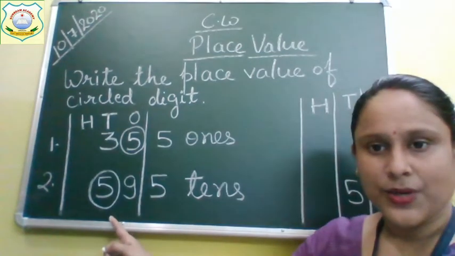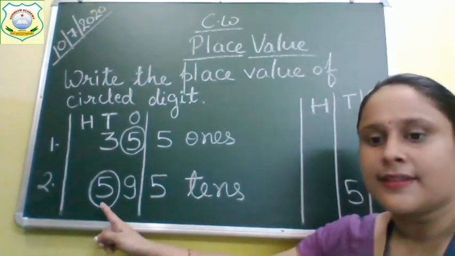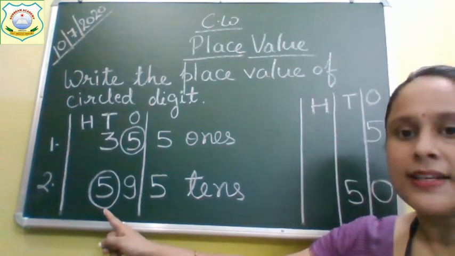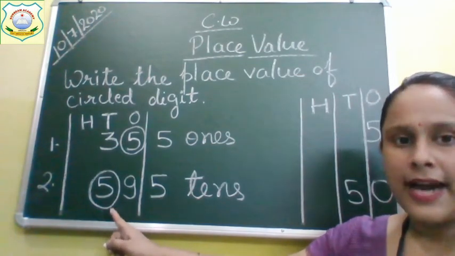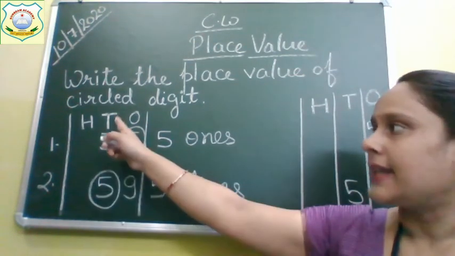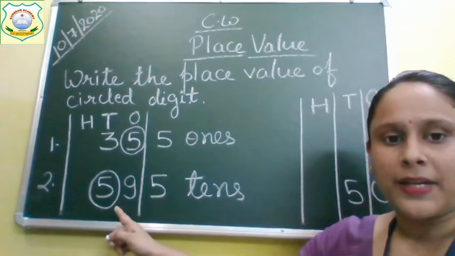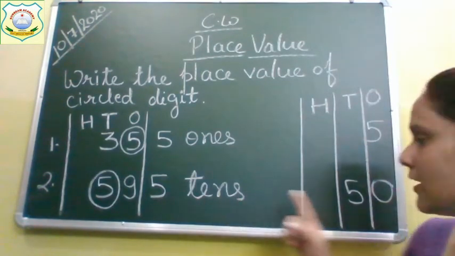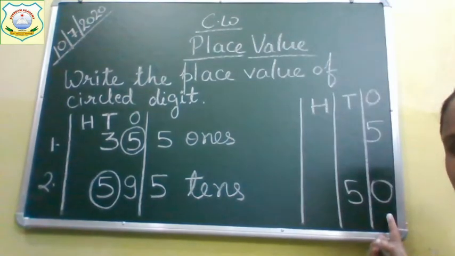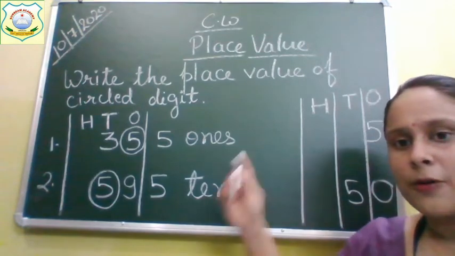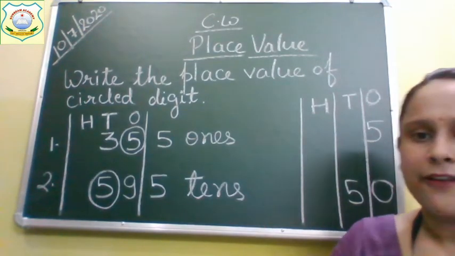In the second question, the number given is 59, where 5 is the circle number. What is the place of this 5? 5 is in the tens place. So what will be the place value of this 5? 5 tens or 50. This is how we will write 50. Now note down both the questions in your notebook, everyone.